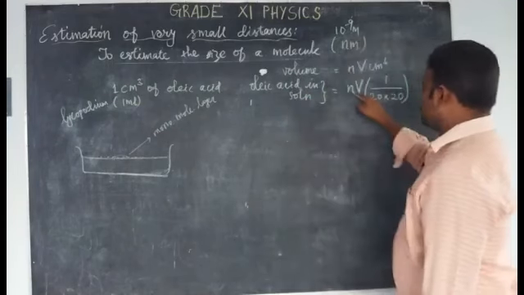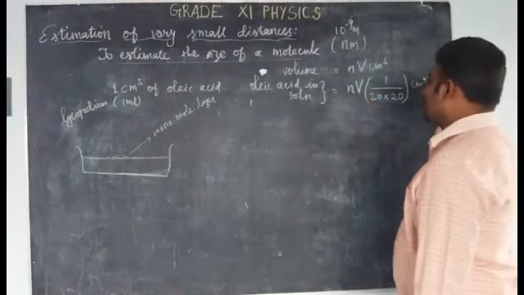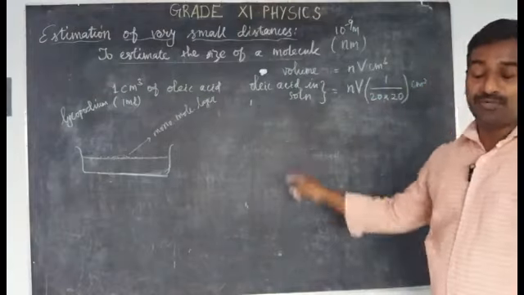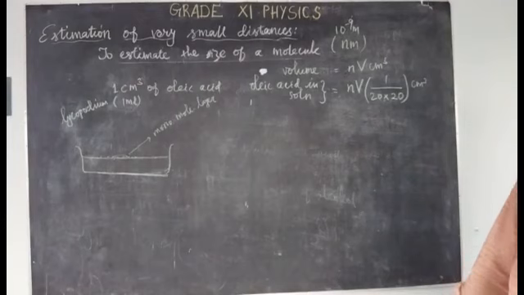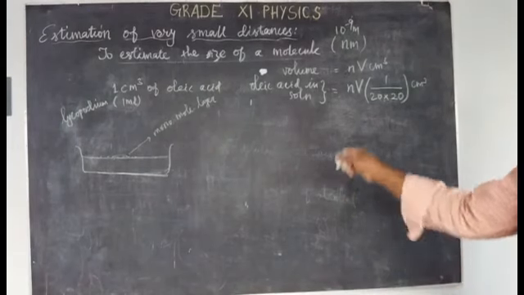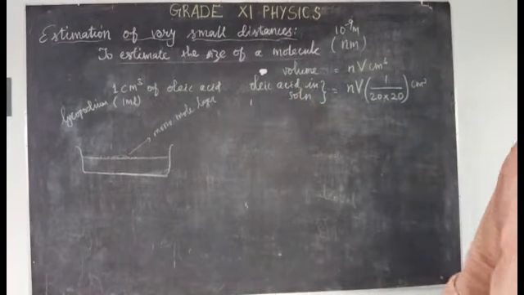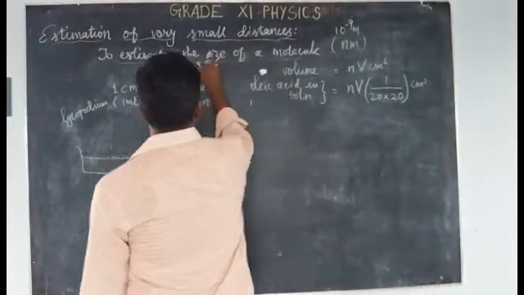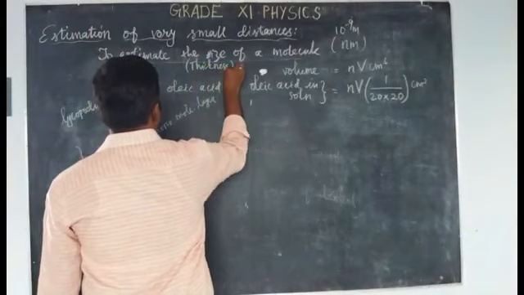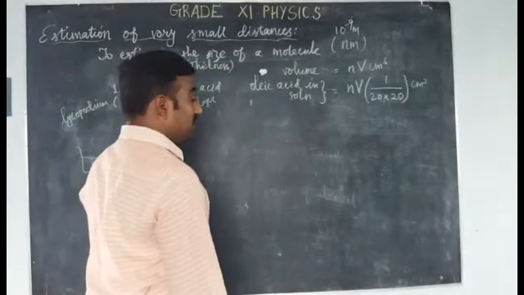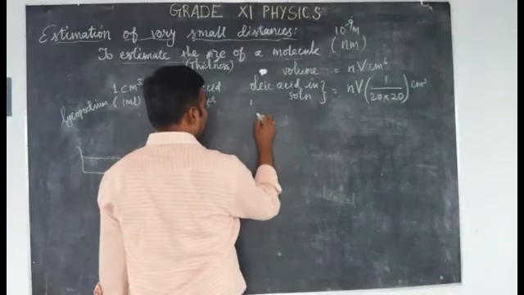So from the total volume, this is the concentration of oleic acid in the solution. But our aim is to determine what? The monomolecular layer. So our aim is to estimate the size. The size means thickness. Our aim is to estimate the thickness of the oleic acid molecule. What is the thickness? We know the formula.